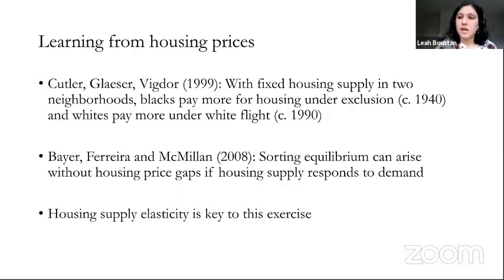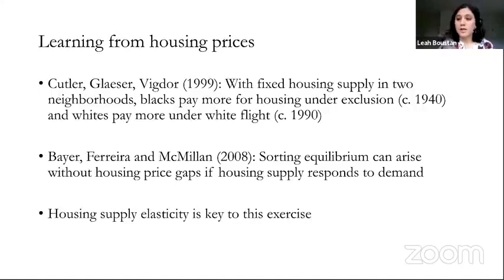So this is a very powerful framework, but I also want to point out a caveat from Bayer, Ferreira, and McMillan that crucially, this framework depends on assumptions that we make about housing supply. So notice that I said that there's two neighborhoods and they each have fixed housing supply in the Cutler et al. model. We could have a sorting equilibrium arise without any housing price gaps at all if there's a responsive construction sector.